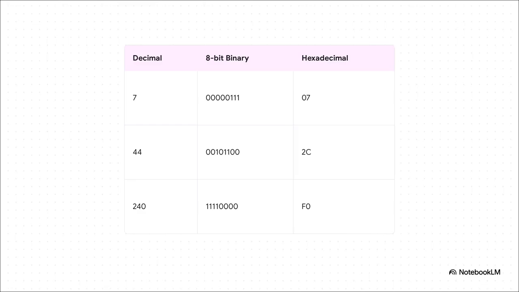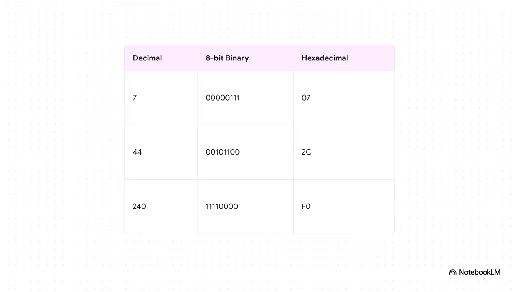So how do we translate our human language into that machine language? Well, we start with decimal. Those are the base 10 numbers we use every day, like 44 or 240. But a computer reads that exact same value in 8-bit binary, which is just sequences of ones and zeros.